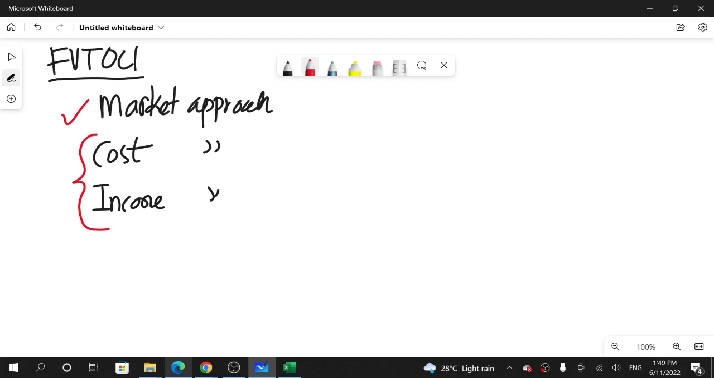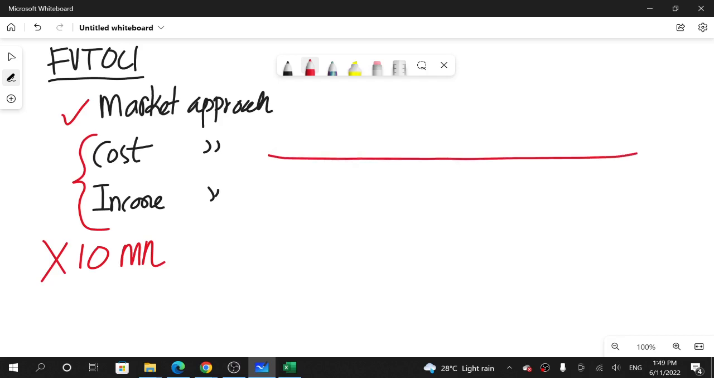If you recognize this at 10 million rupees as its fair value, that is wrong. Why? Because that is not the fair value. The reason is this is an interest-free loan. This is not calculated from the market participants' point of view. So on that ground, you want to get the fair value. How do you get the fair value?